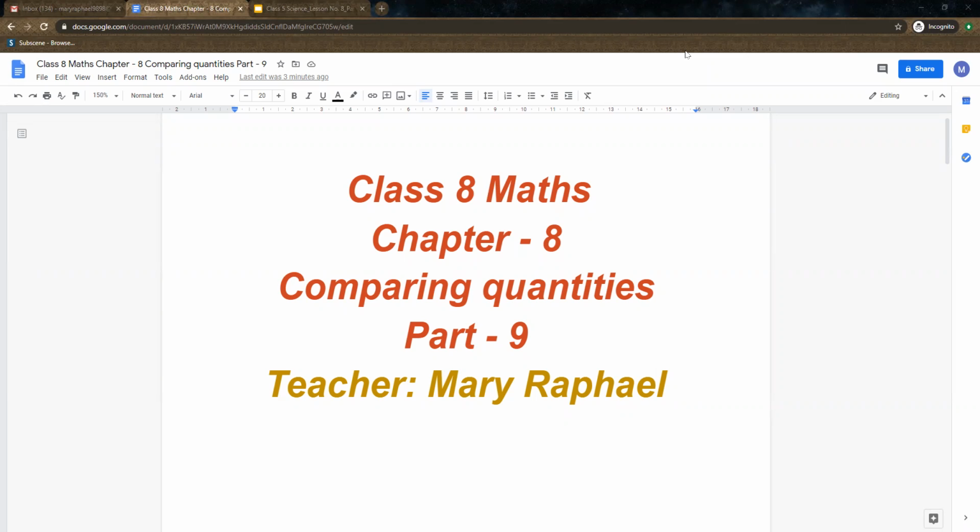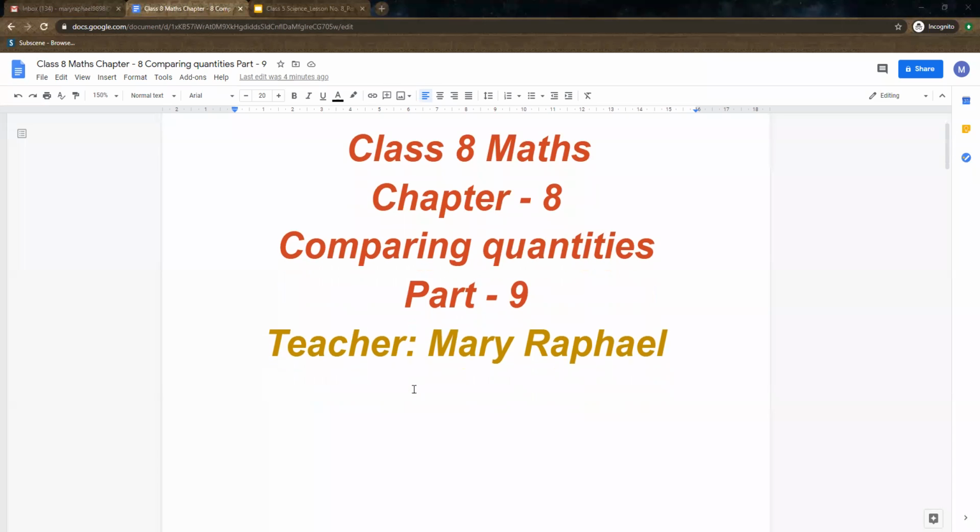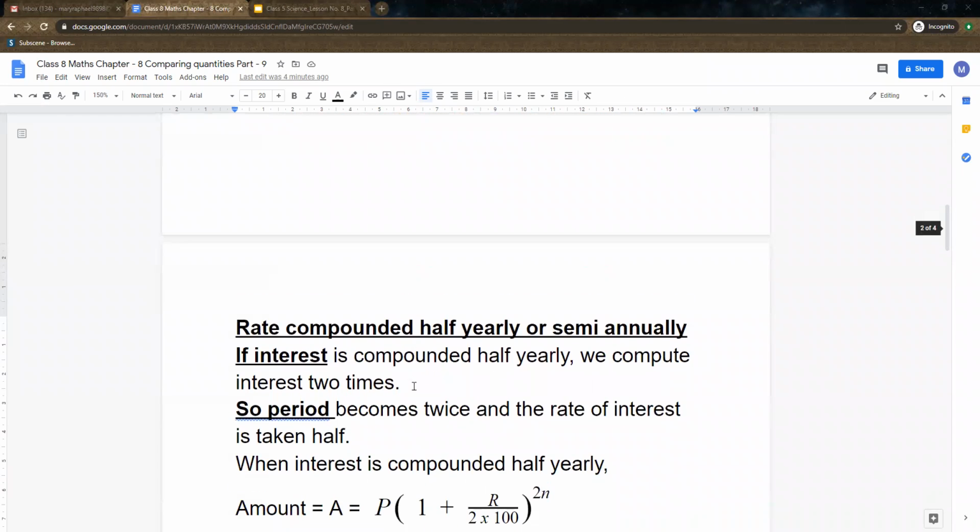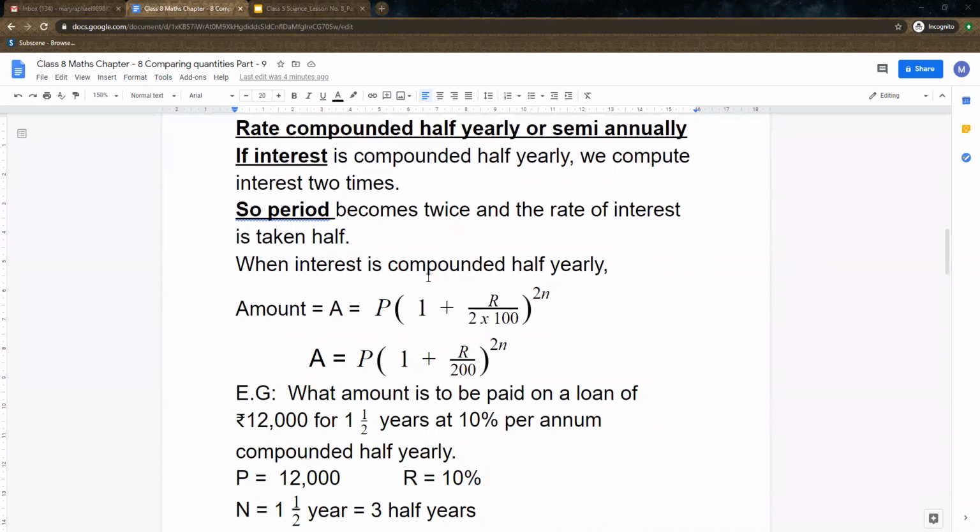We are continuing lesson number 8, comparing quantities. In the previous video, we learned how to calculate compound interest annually or yearly. Today we are going to learn how to calculate compound interest half yearly or semi-annually.